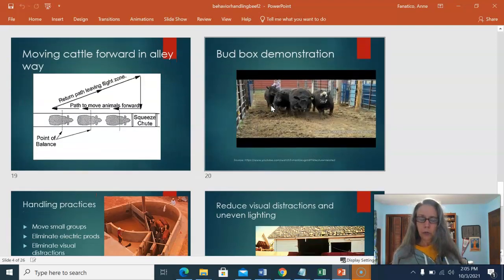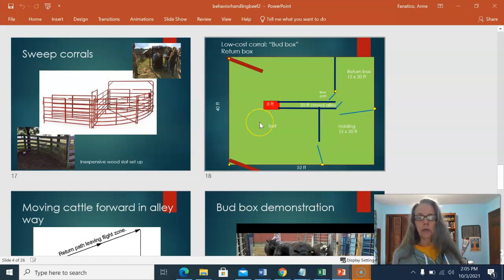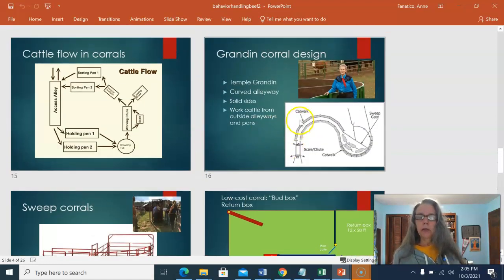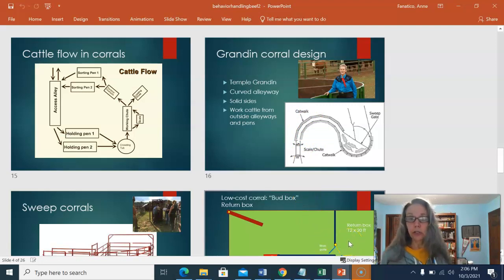So we learned some interesting handling concepts, but some of y'all focused more on Temple Grandin's round, curved designs. These are really premium because the animal can't see what's ahead of it, but it's returning from where it came. You're using that same type of principle. And this is an advantage because you can work the animals from outside. With the bud box, you have to be inside with the animals. There's more opportunity to get hurt.